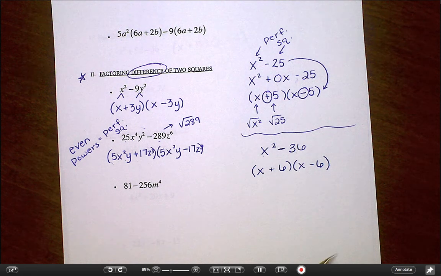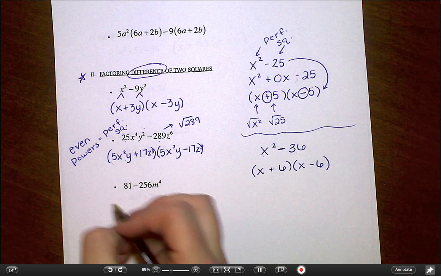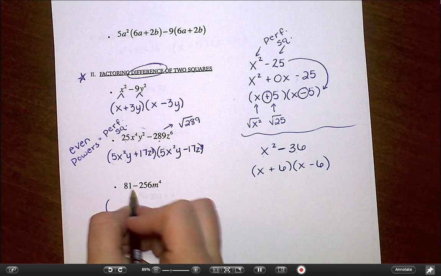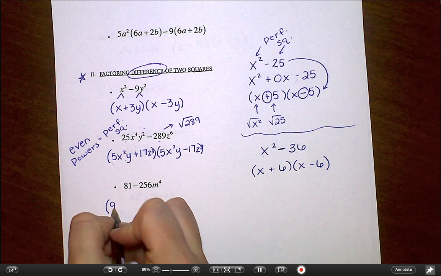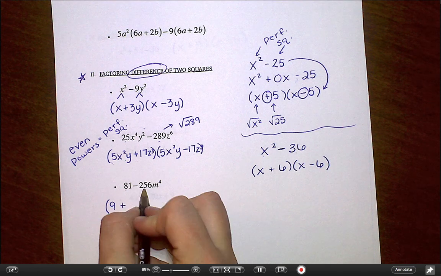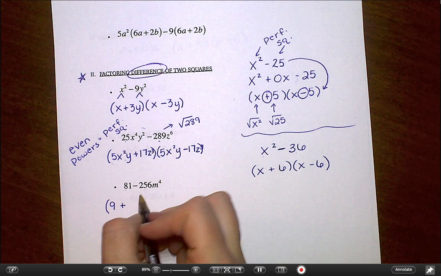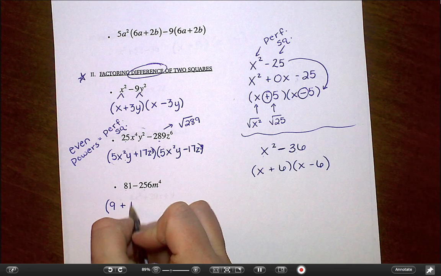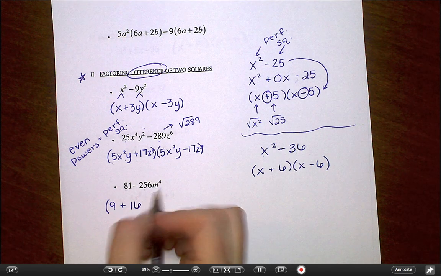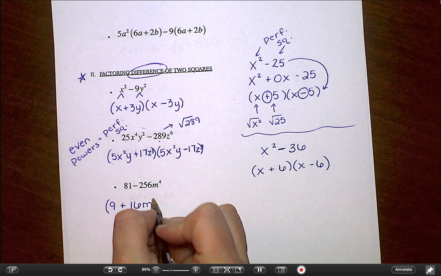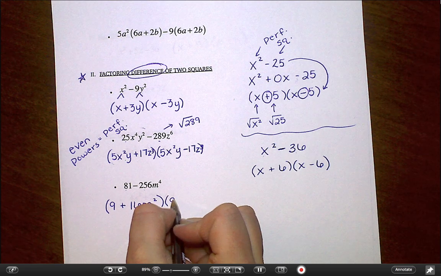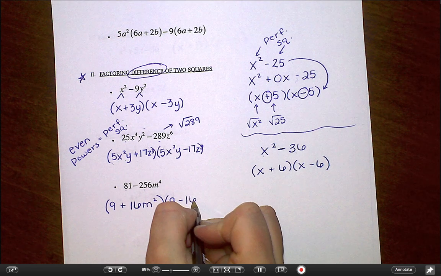Okay? All right, this next one's kind of interesting. So if I split 81 into two pieces, I start with 9, and then 256. Again, you could take the square root of 256. I get 16, and m to the fourth split would be m squared. And then same thing, 9 minus 16m squared.